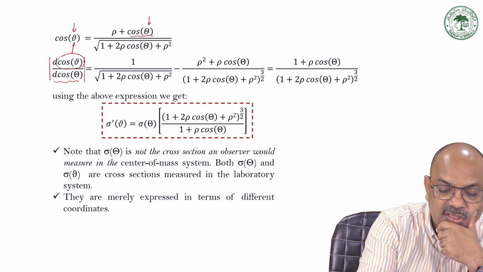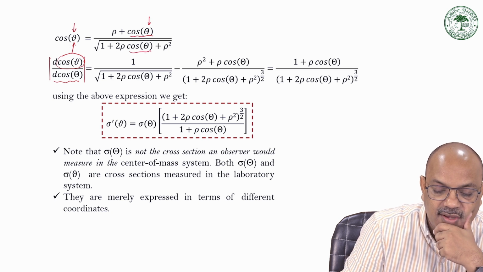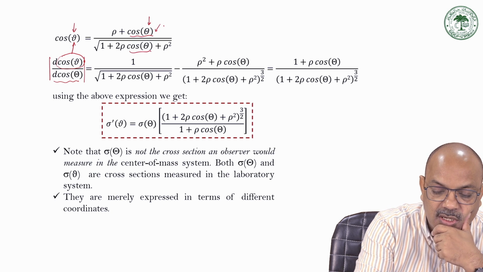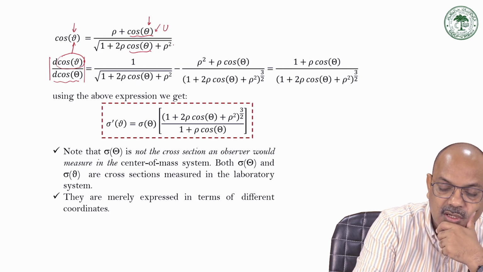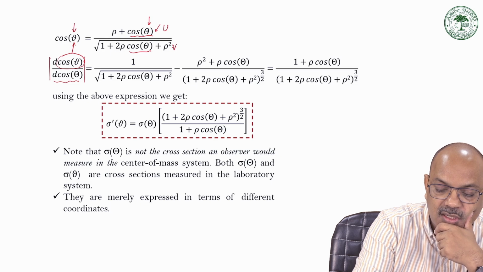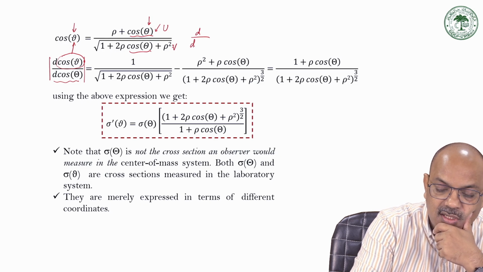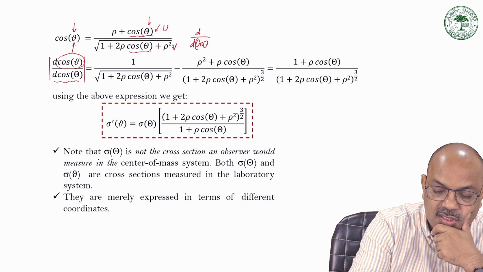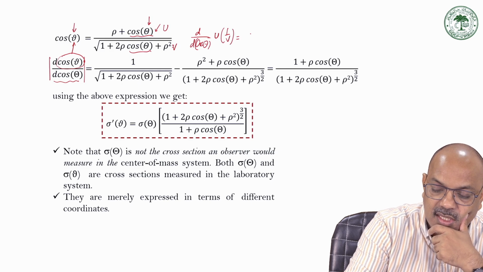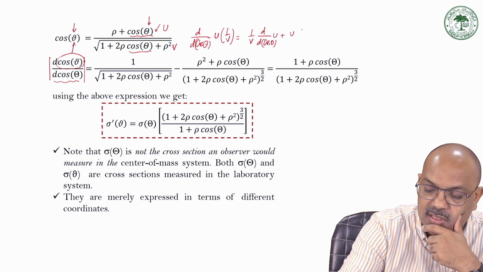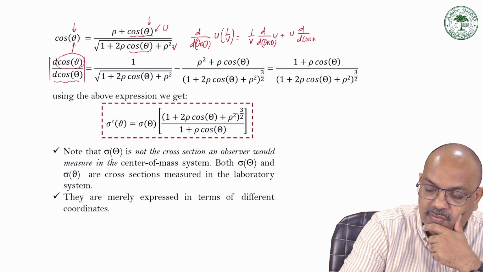So I have cos theta here and I have cos theta here. If I fix this, say this is my u and this is my v, then I'm going to get d of cos theta as u and 1 by v. Taking v constant, d by d cos theta of u, plus u constant, d by d cos theta of 1 by v.